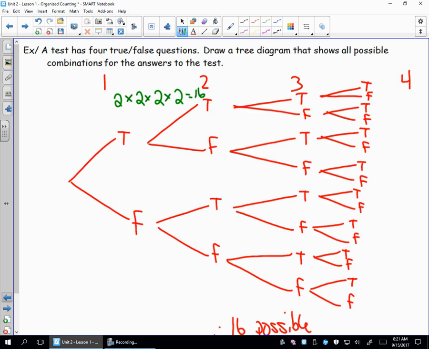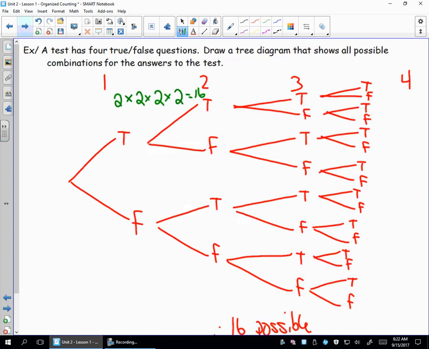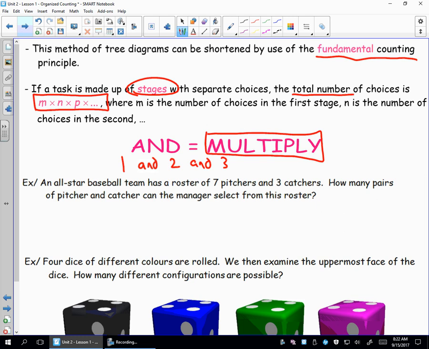And the same is true with the one before that. We had 2 choices at the beginning. We had 3 choices for our pants. 2 times 3 makes 6. So it totally shortens the tree diagram idea and allows us to do things a little bit faster, but still get the number of combinations. The only trick is we have to think about what are the choices and what are the stages.